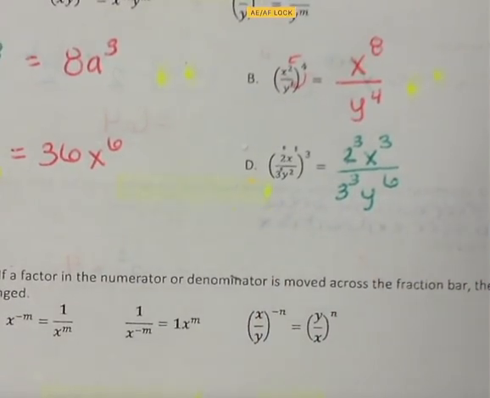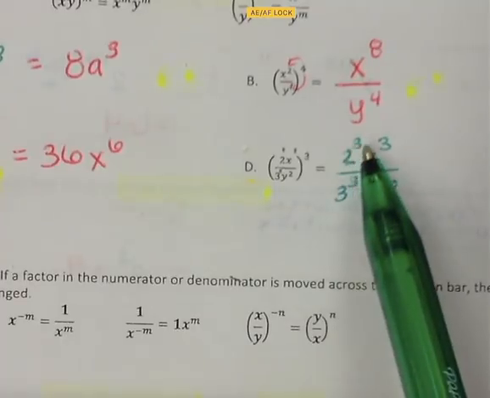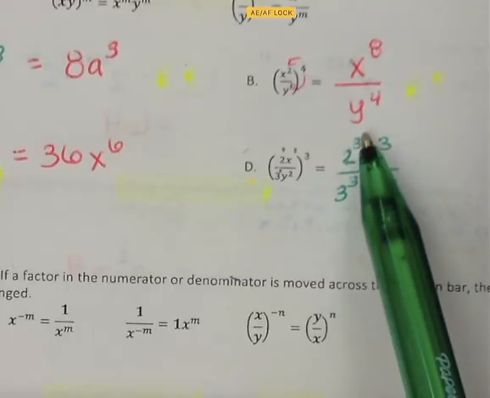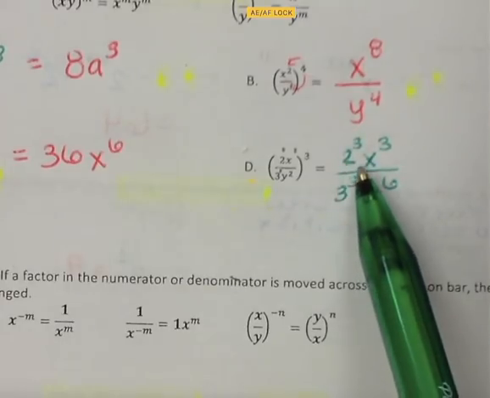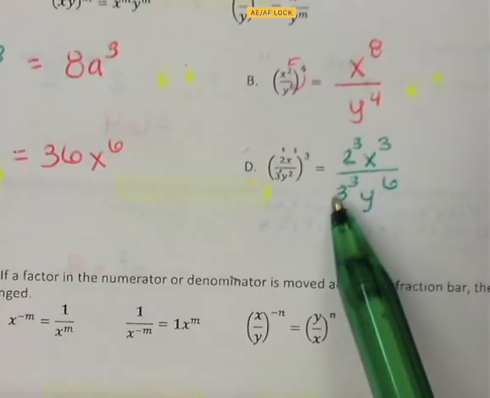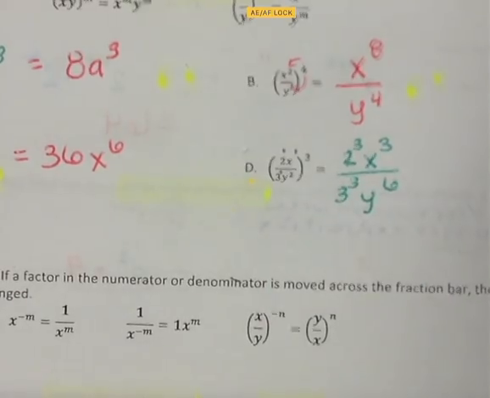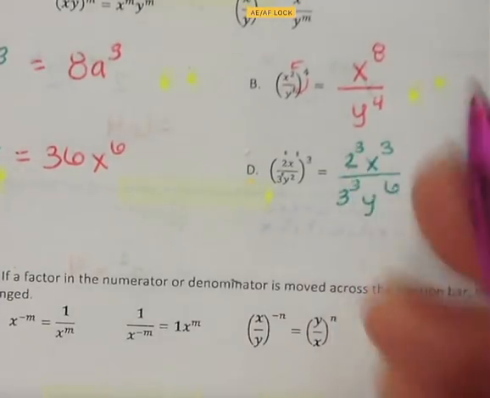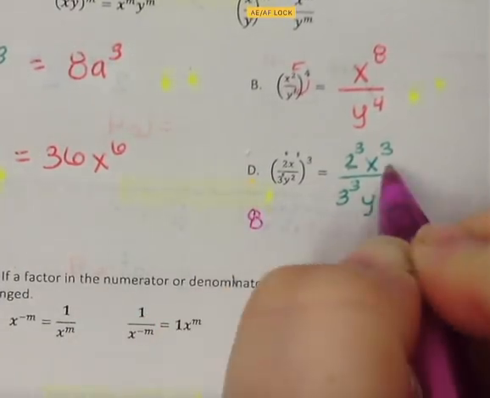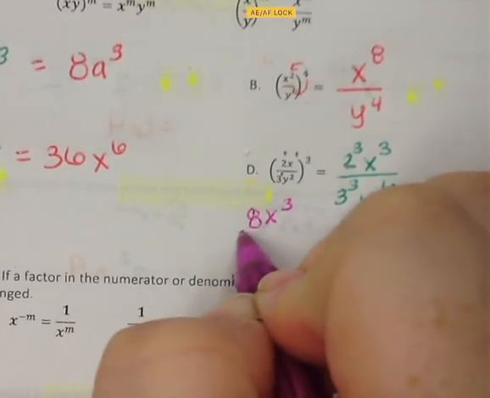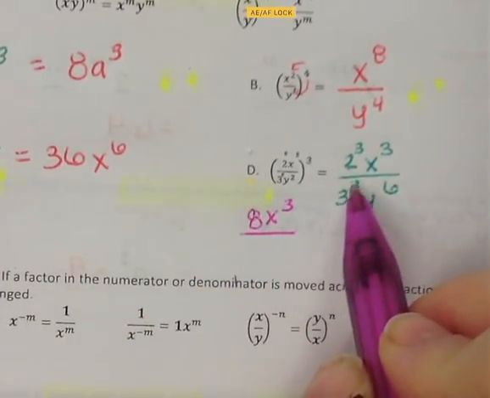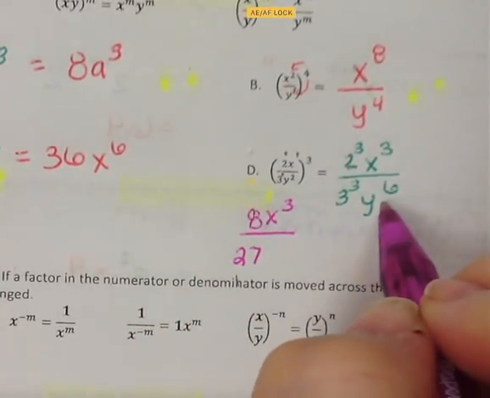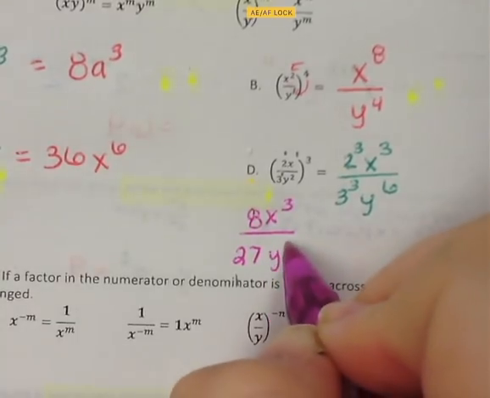Now the only thing left to do is to simplify. If you notice on the numerator we have a base of a number and an exponent, that means we can simplify this value. In our denominator we have something similar. We have a base of a number and an exponent. We can simplify that. So when we simplify that, we will have 2 to the third is 8 on our numerator. We'll keep our x cubed. Divided by 3 to the third power is 27. And then we keep our y to the 6 because that can't change.